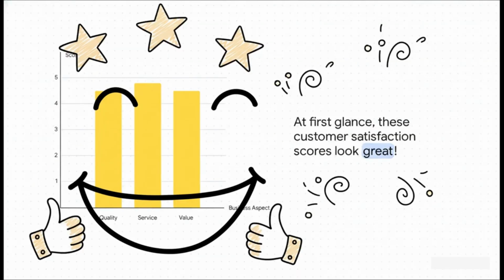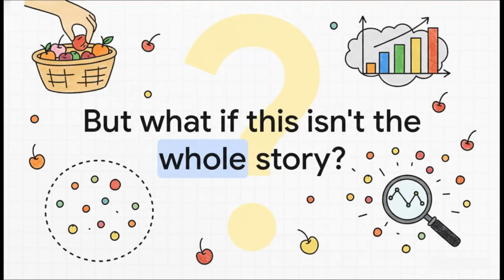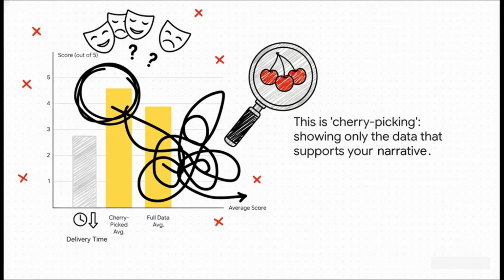Take a look at this customer satisfaction chart. At first glance, everything looks amazing. Quality, service, value, all of them are scoring above a 4 out of 5. You'd look at this and think, wow, this company is absolutely crushing it. But what if I told you that the most important information is what you can't see? This is a super common technique called cherry picking, where someone only shows you the data that makes them look good.